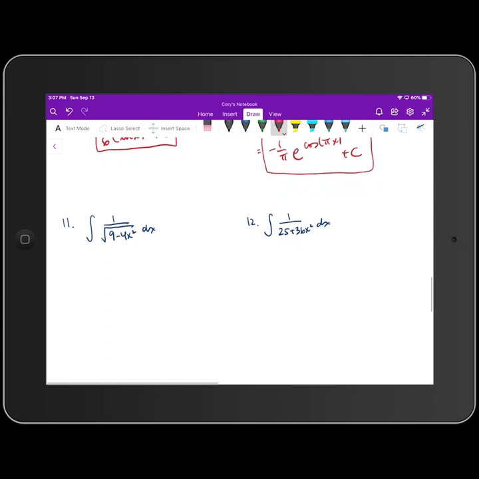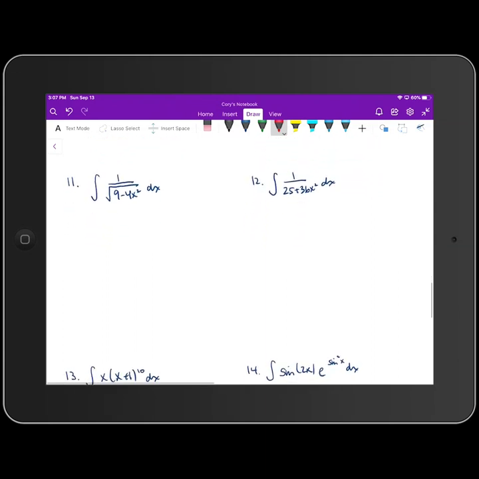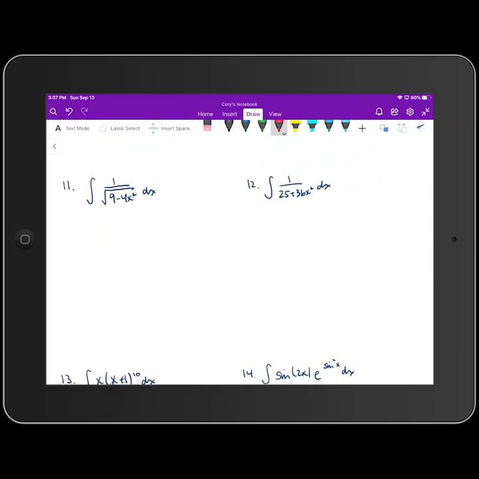All right, so we're going to do 2 more examples to wrap up this part of the video, then we'll do 3 more on the next video. So 11 and 12, the process that we're going to use for 11 and 12 is going to be exactly the same.